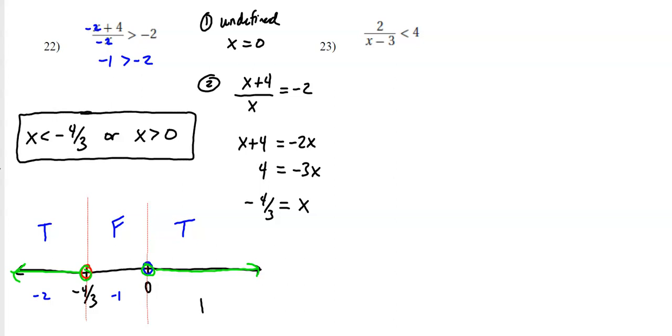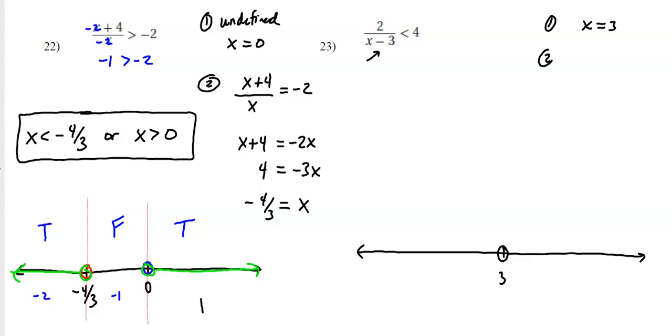All right, I'll go a little bit quicker on 23. Just kind of crank this out. So my undefined value, step 1, is x equals 3. So I'm going to put 3 on here. Always open it up. Now we need step 2. We need to just solve it with an equal sign.